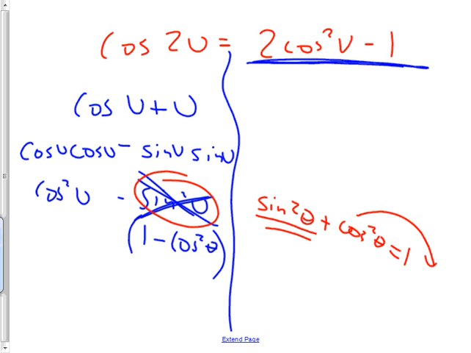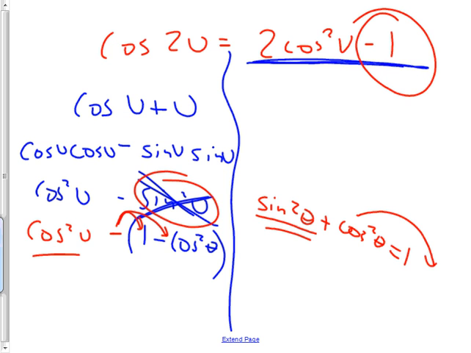Now why is that helpful? Because now when you distribute this negative out to here, you'll see we have a negative 1 in our answer, which we needed. And when you distribute this negative over to that one, you'll have a positive cosine squared, which goes with the other cosine squared. All right, so we've proven it.